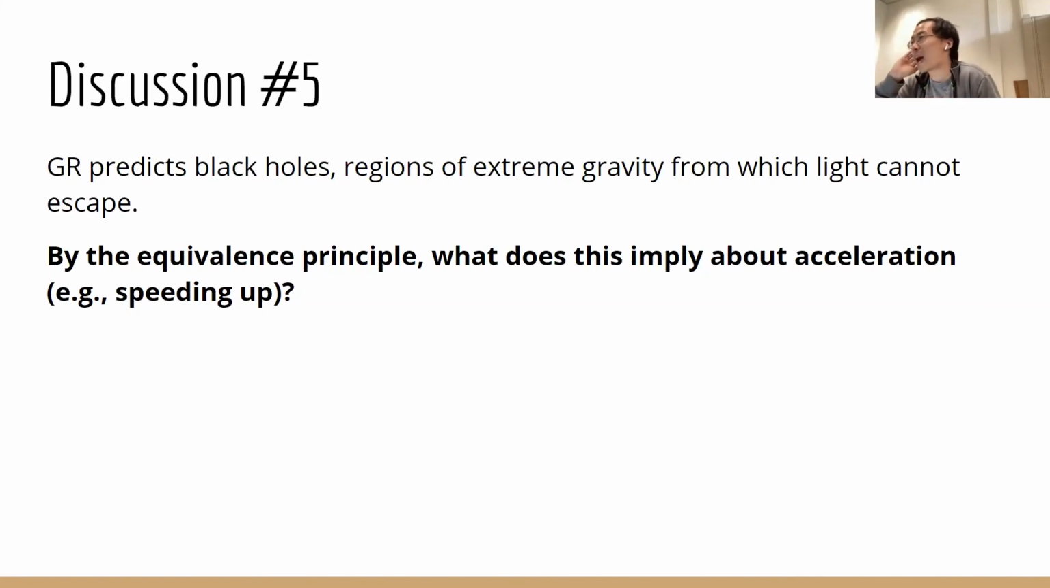So now we take a step back and recall the equivalence principle. We said in the equivalence principle that gravity is fundamentally the same thing as acceleration. So if gravity creates a region of space where light can't escape from, then what does that imply about acceleration? I'll give you a few minutes to reflect on this question. Anyone have any thoughts? You can also feel free to unmute your microphone if you have any ideas.